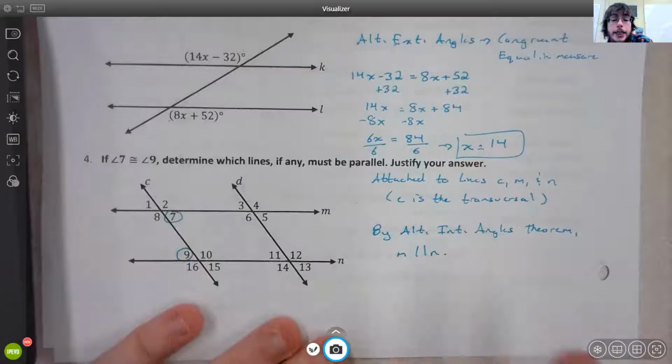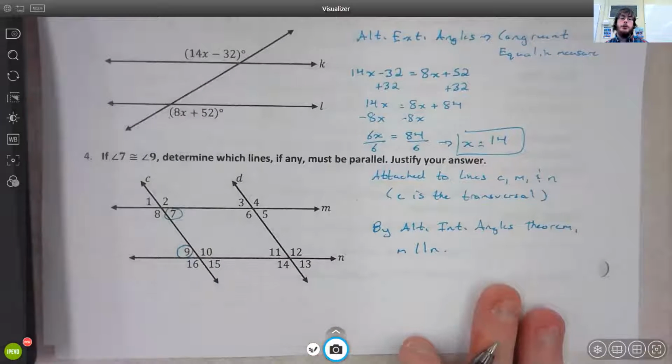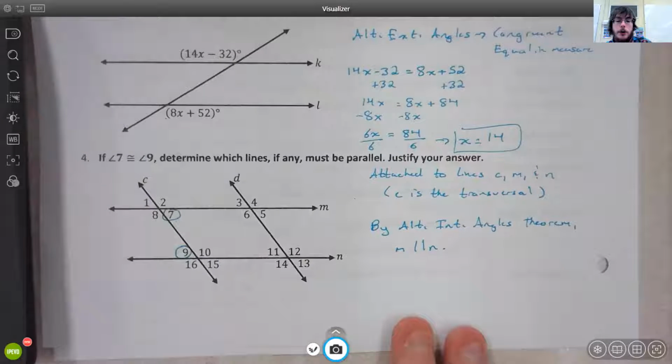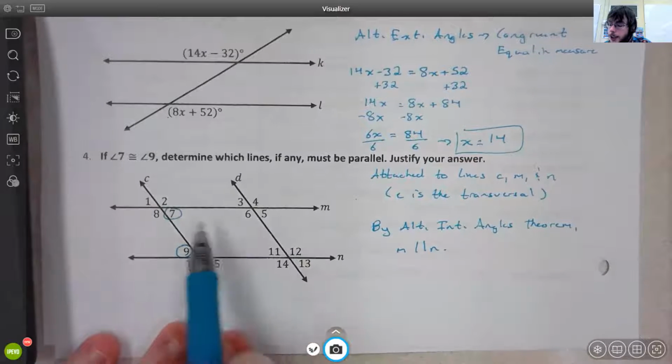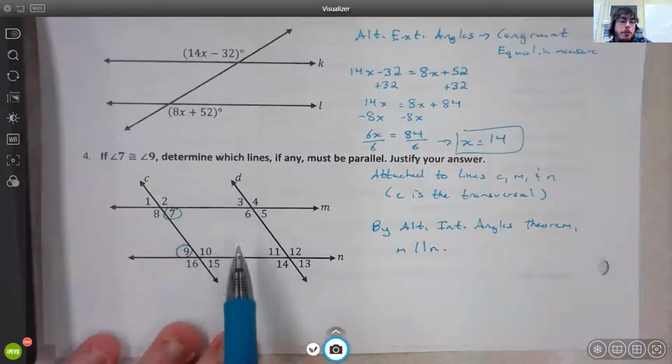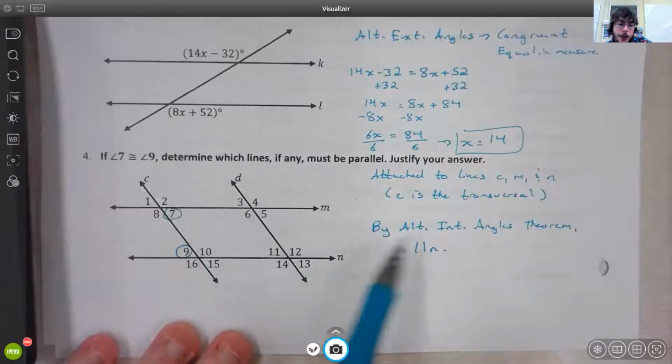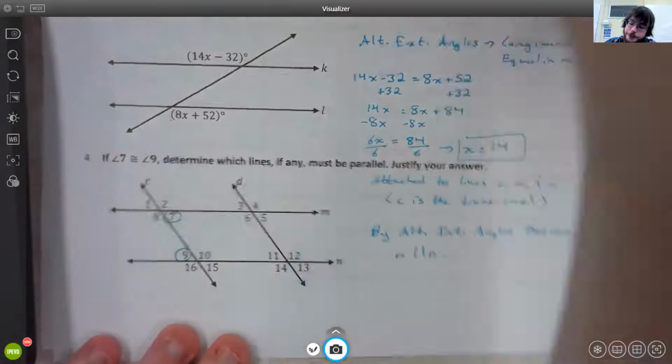Now, on one of the questions on here, you may have multiple answer choices, okay, so make sure you watch out. And sometimes they'll say that C and D should be parallel instead of M and N by the same theorem. So watch out for that.